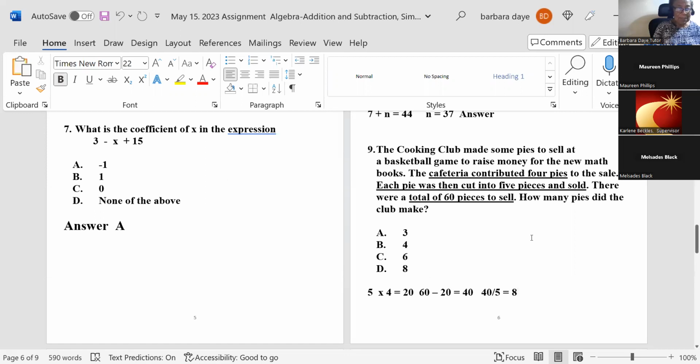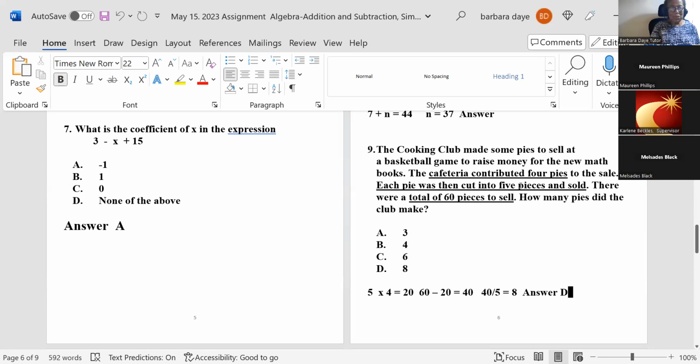Hold on a minute. What happened, Mercedes? No, everything is fine. I was leading up to that, but she pushed the answer out before me, so I stopped and saw how she worked with it the same way. Okay. So I'm saying that the 20, because they cut one pie into 5 pieces. The cafeteria contributed 4 pies, right? And 5 pieces per pie, that gives you 20 pieces, right? For the 4 pies, yeah.